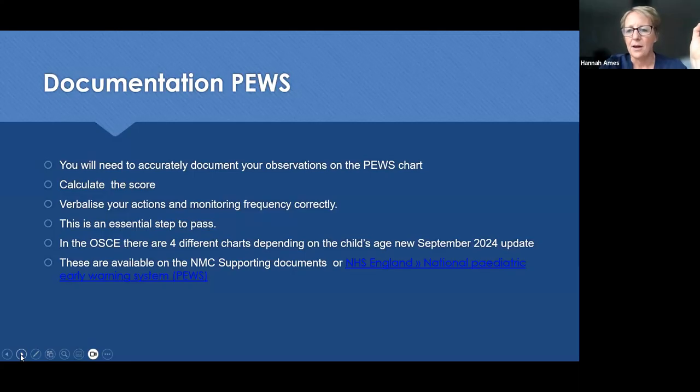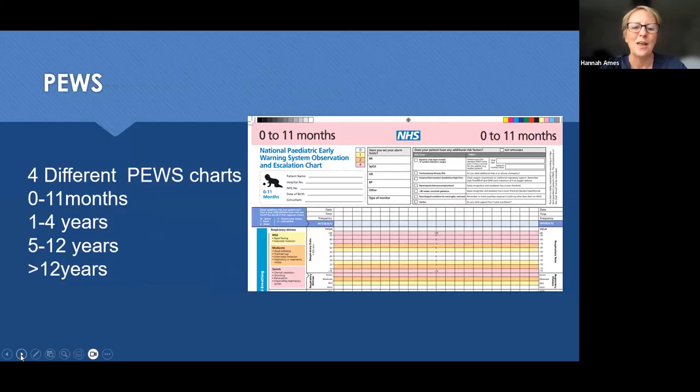So from September the 9th, 2024, they are going over to the new NHS England PEWS charts. So there's 4 different charts, and you can get those from the supporting documents, or you can just Google NHS England PEWS charts, and you can get all 4 copies there. So 4 different PEWS charts for 4 different ages, so 0 to 11 months, 1 to 4 years, 5 to 12 years, and over 12 years. And I'm going to look at those in more detail in another video, like I said, but download those and familiarise yourself with the PEWS charts, because there's a lot to take in the exam situation.